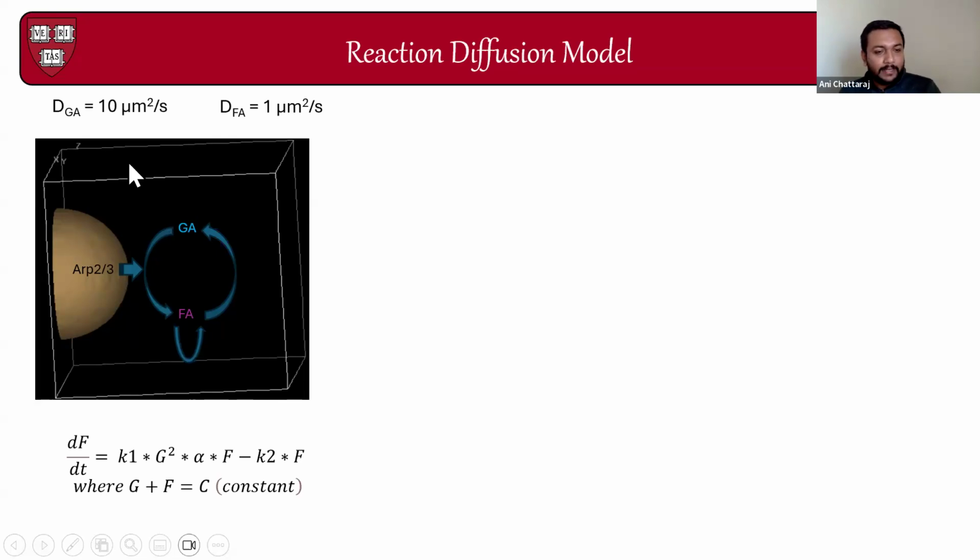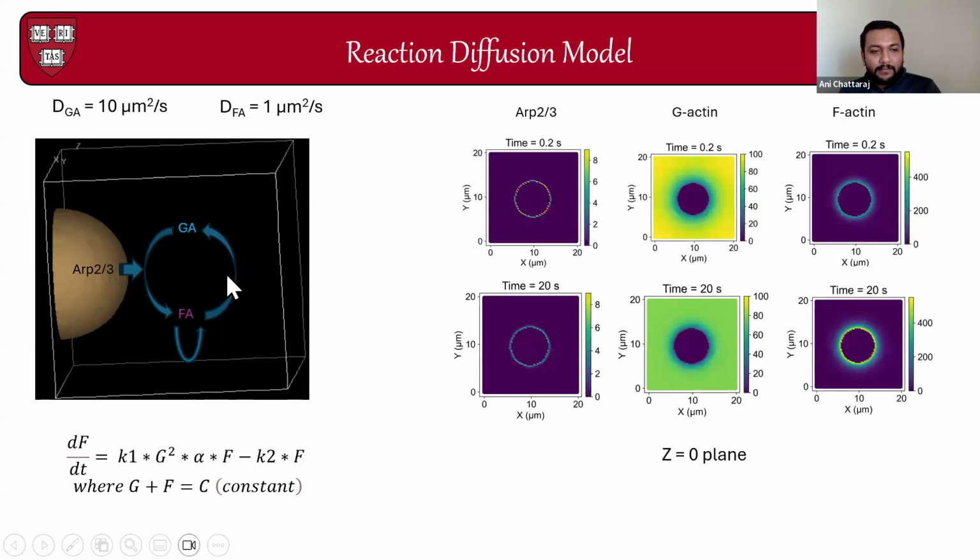And the G and F actin can diffuse anywhere in this three-dimensional volume, but they have a difference in the diffusion constant. So that's why we have this interesting behavior. The upper panel is the beginning of the simulation and the lower panel is the end of the simulation. And we can see that the G actin is locally depleted to produce a lot of F actin right at the vicinity of that cluster.